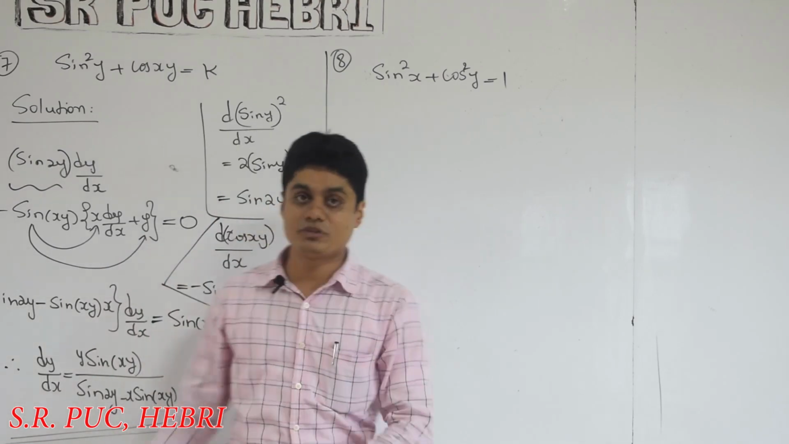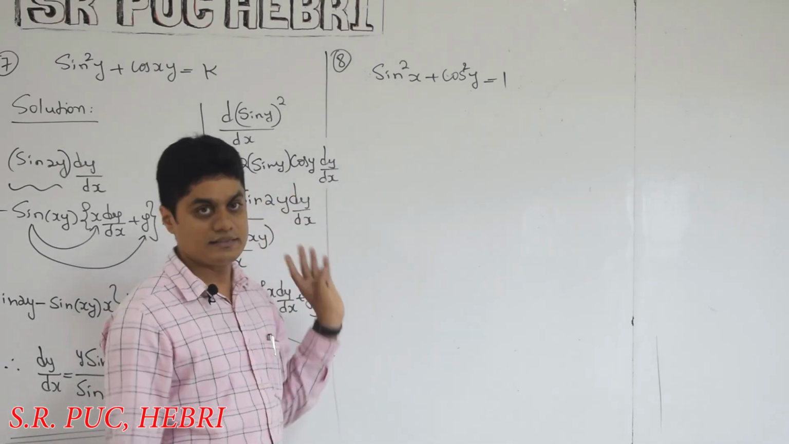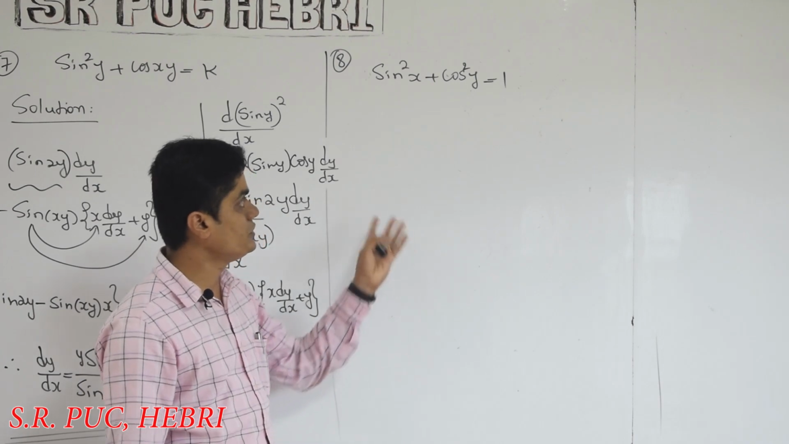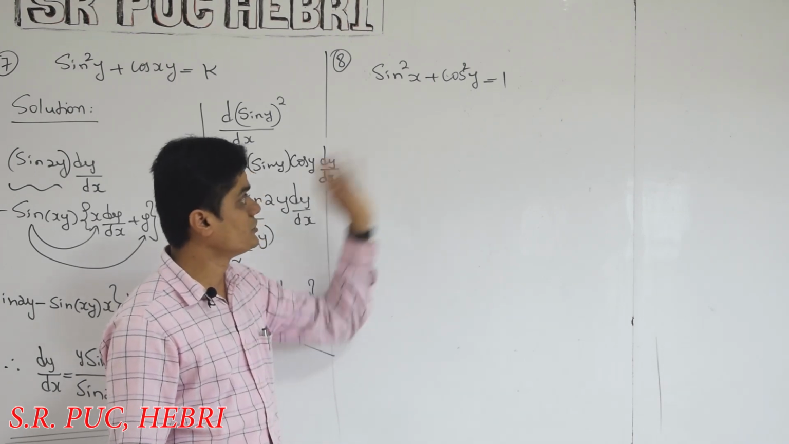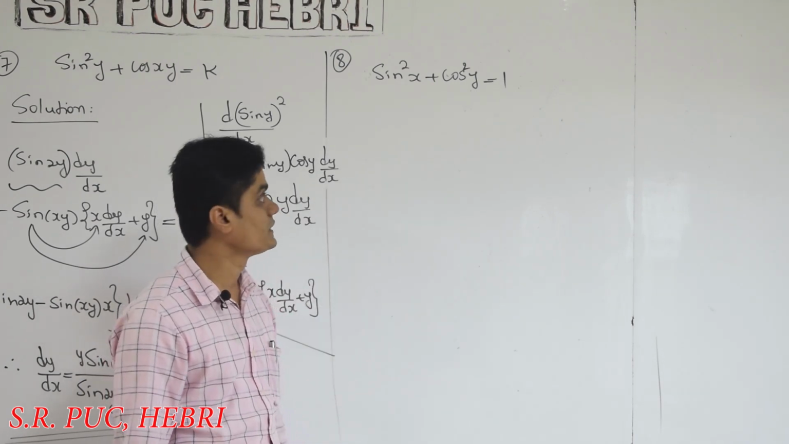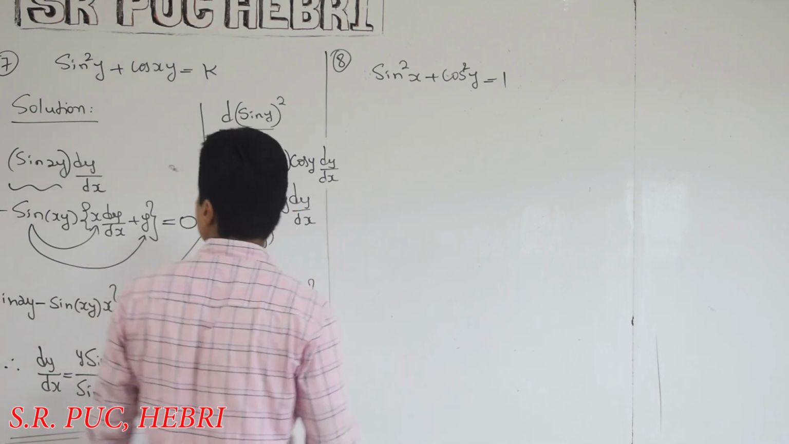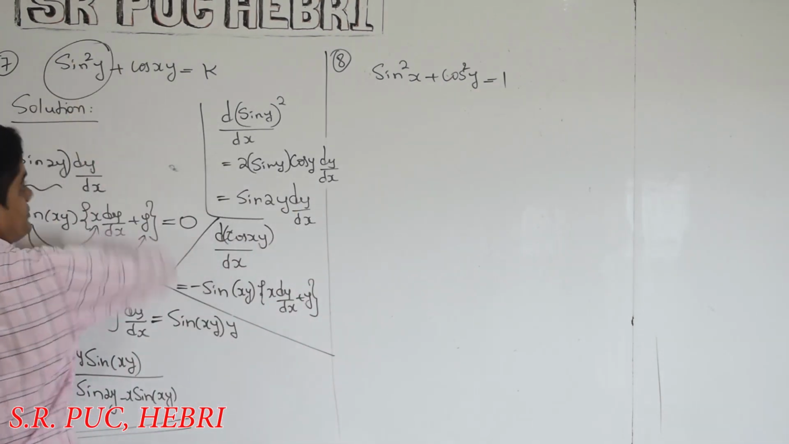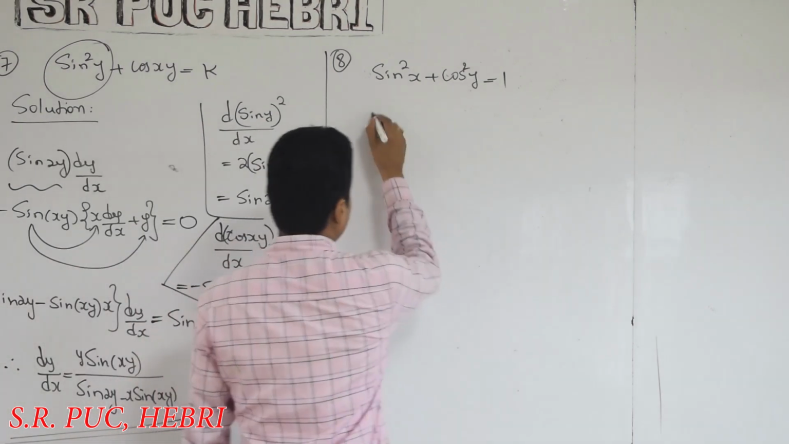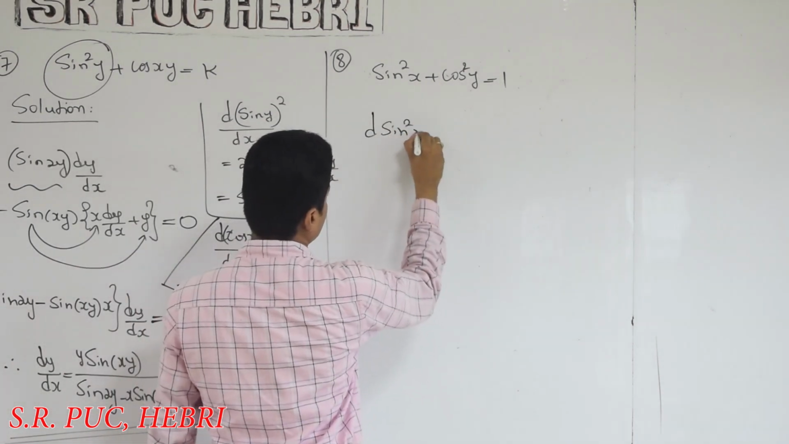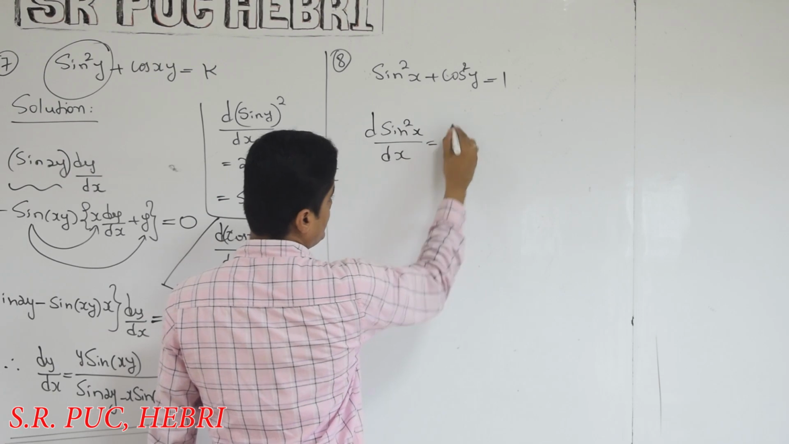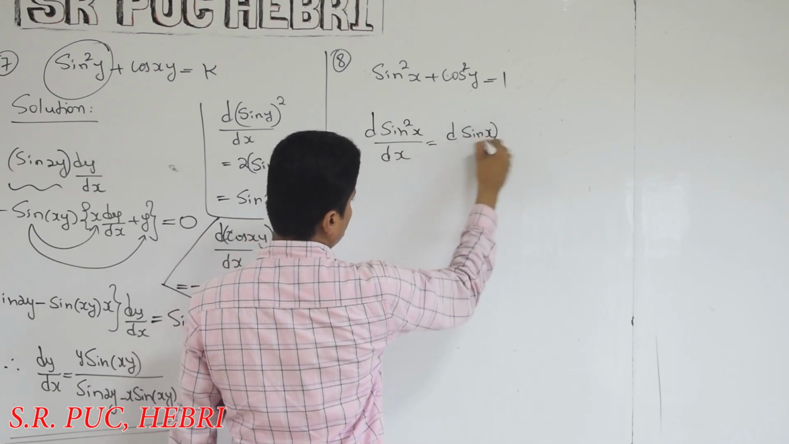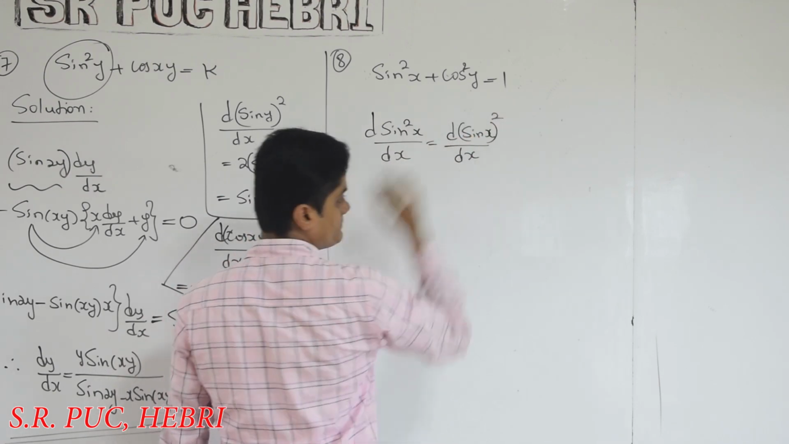Definitely you can take the help of the previous problem. It will help you to get this answer. I'll explain. You definitely can start. You saw the differentiation of sin square y in the previous problem. Just like that, I'll take the derivatives separately. This is nothing but the derivative of sin x whole square with respect to x.